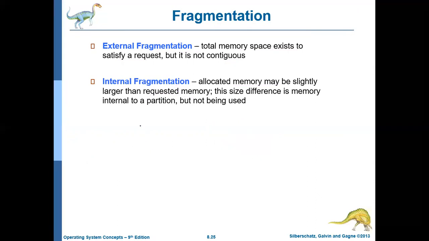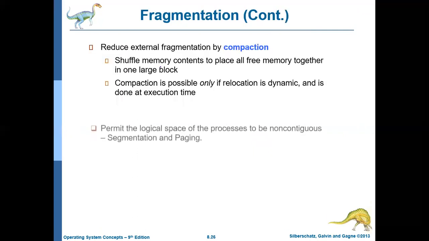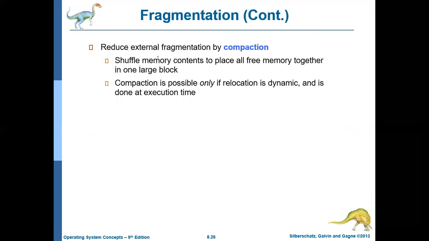In external fragmentation, the fragmented memory can be combined. If you combine all the fragmented memory, then the request can be satisfied, but as it is not combined, generally the request cannot be satisfied. External fragmentation can be reduced or avoided by using the technique called compaction, which we have already discussed: shuffle memory contents to place all free memory together in one large block.